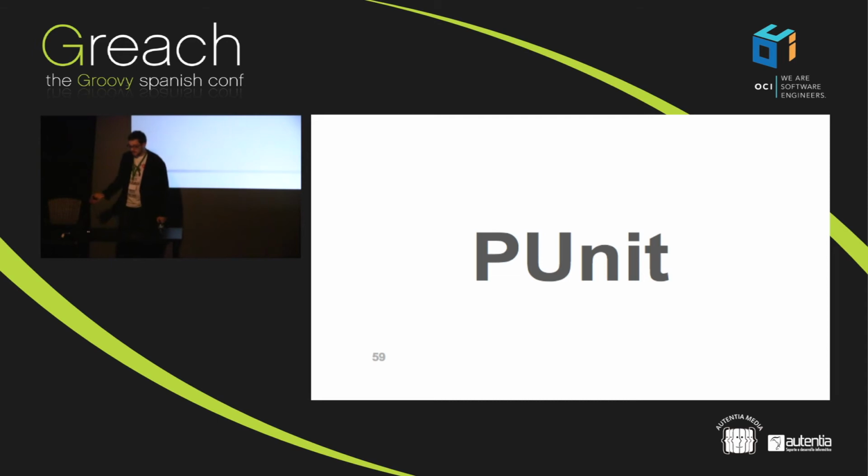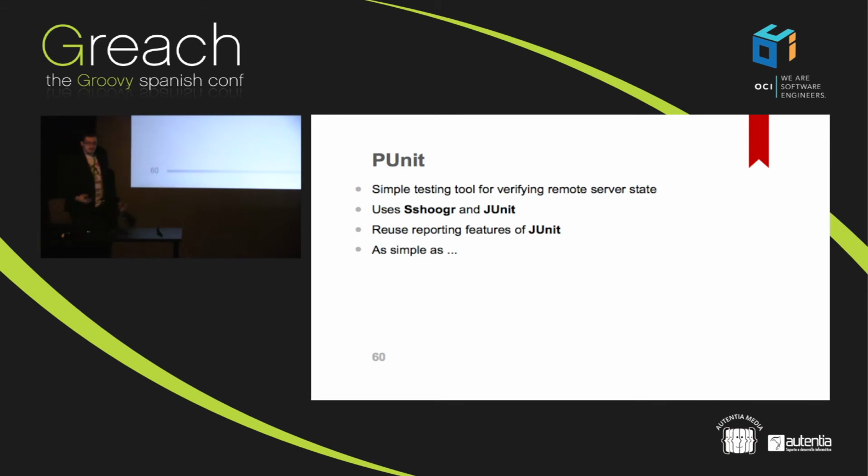And the way we did it, basically with the help of some virtualization and Sshoogr, we created a small library called punit. punit, which is a provisioning unit, which basically is a combination of Sshoogr and JUnit, which allows us to execute integration tests against remote machines with the help of Sshoogr syntax and get a JUnit report which we can publish into our Jenkins or any other CI server, which was pretty handy for us.